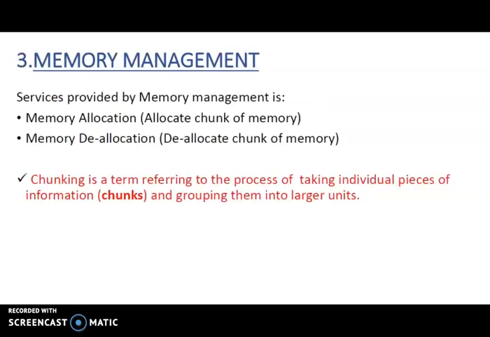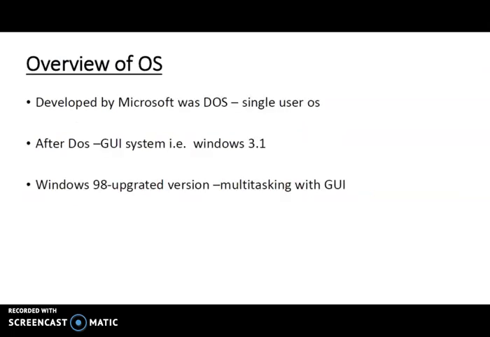Now you can see the overview of the operating system. I think it is nothing but the history of the operating system. The operating system first developed by Microsoft was DOS. What is the meaning of DOS? The full form of DOS is disk operating system, which uses disk storage devices like floppy disk and hard disk. It is a single user operating system. Only a single person can use this operating system at once. After DOS you have the GUI, the graphical user interface. Examples of GUI are Windows 3.1, and after that Windows 98, which is the upgraded version.